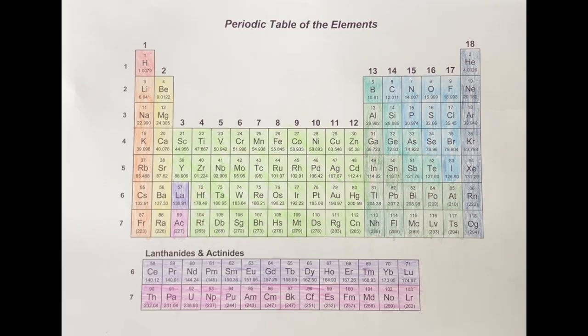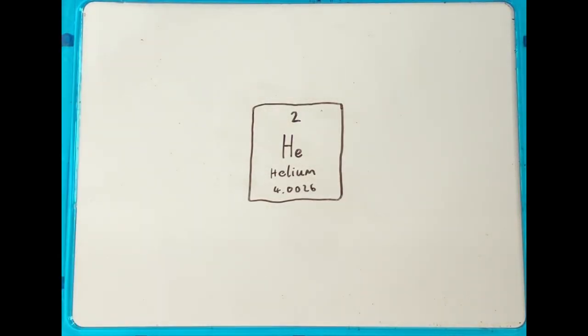Today we're going to be discussing how to read the periodic table, from the individual elements to the overall trends. We'll start with helium as an example of an element.